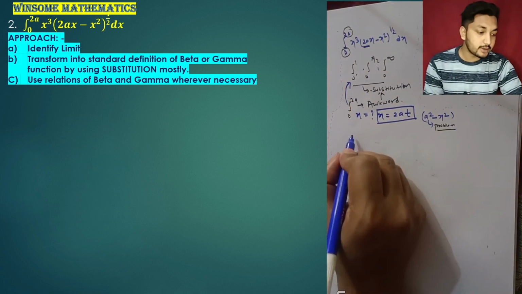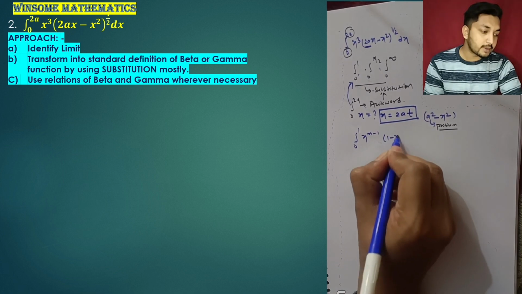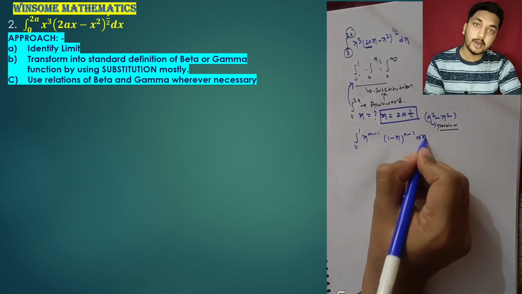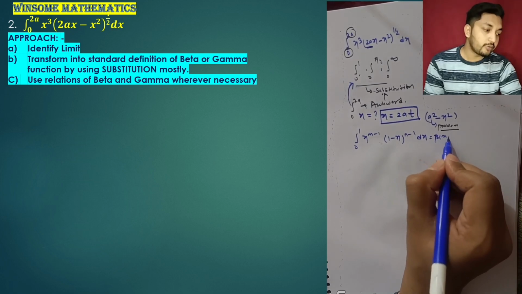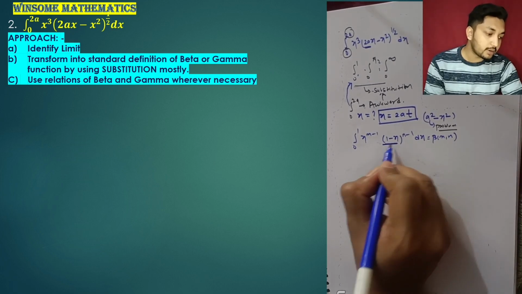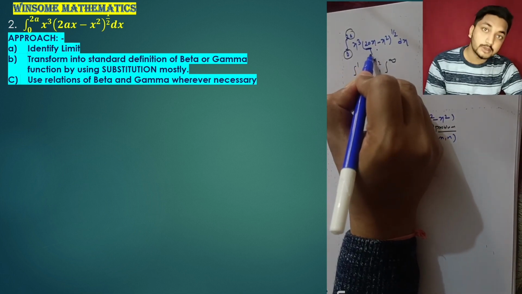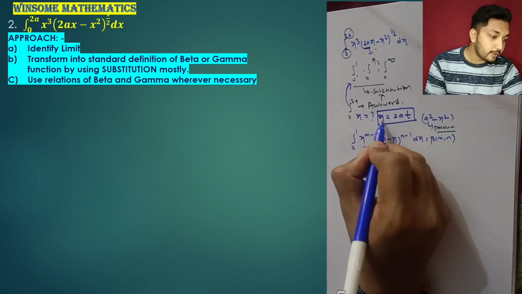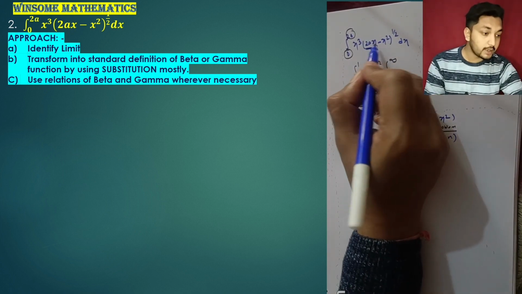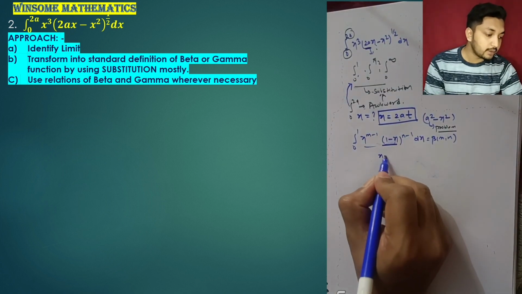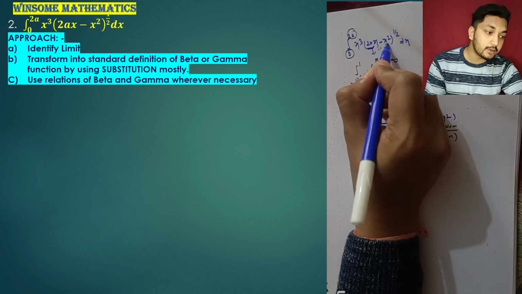Why is this so? Because in the definition, the integral from 0 to 1 of x to the power m minus 1 times (1 minus x) to the power n minus 1 dx is the definition of beta m, n. To convert this integral into that one, we need to remove this constant term 2a. That's why we put x equal to 2a t, so that the limit becomes 0 to 1, and this also becomes 2a t.